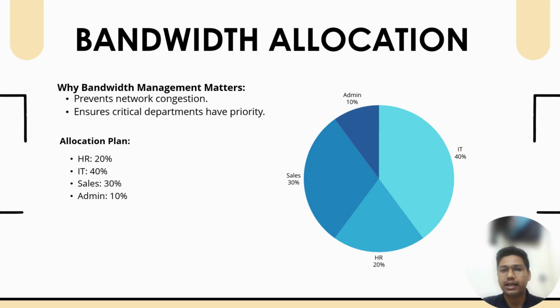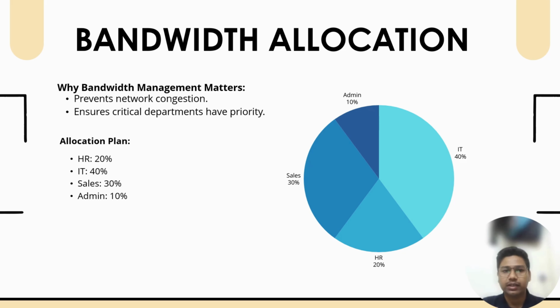Departments like IT or sales, which rely heavily on the network resources, get higher bandwidth to maintain efficiency. There are two types of bandwidth allocation. First one is static allocation and second one is dynamic allocation. In a static allocation, bandwidth is divided into fixed portions for specific departments or tasks. In dynamic allocation, bandwidth adjusts based on the current demand. If sales needed more bandwidth for a client presentation, it can borrow from unused bandwidth elsewhere.